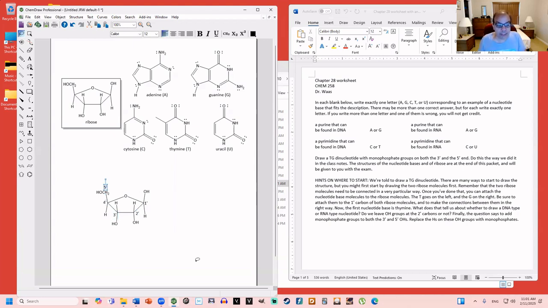Same nomenclature used here. And why are we putting primes on it? And this is something I plan to say in class. The reason that we put primes on the numbers is because we also use numbers for the atoms in the heterocycles, in the nucleotide bases. And so those numbers do not have primes.